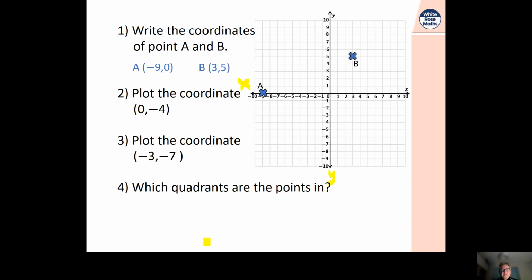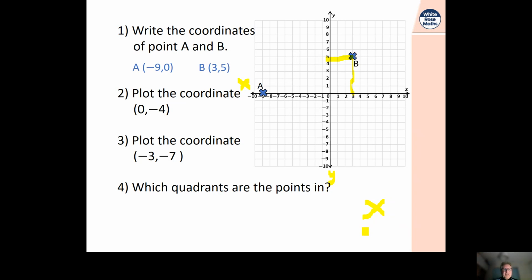B, (3, 5). It's in the first quadrant. It's in brackets 3. That's coming off the x-axis. So we're going up here. You want to use a ruler. 5. There we go. There's the 5. So (3, 5): x, y. X comes before y. The x-axis goes across, and x is across.